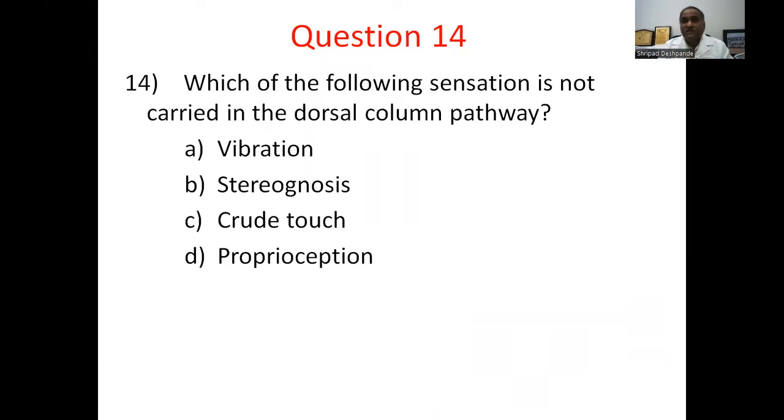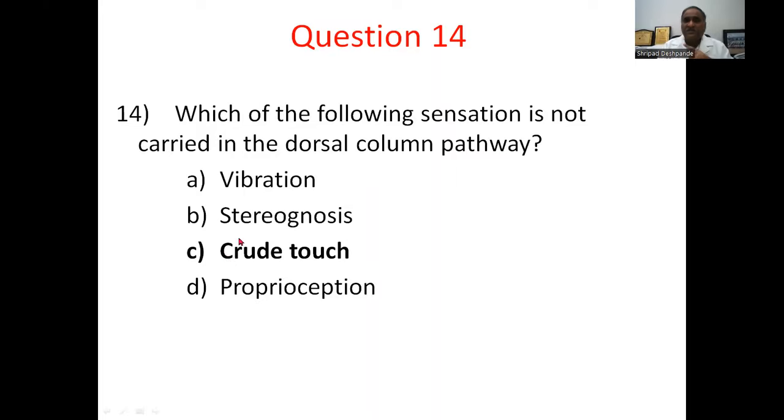Question number 14, which of the following sensations is not carried in the dorsal column pathway? Option A, vibration. Option B, stereognosis. Option C, crude touch. And option D, proprioception. Which of the following sensations is not carried? So vibration is carried by the dorsal column pathway. Stereognosis is by the dorsal column pathway. Proprioception by the dorsal column pathway. So option C, crude touch, is the correct response. Crude touch is not carried by the dorsal column.